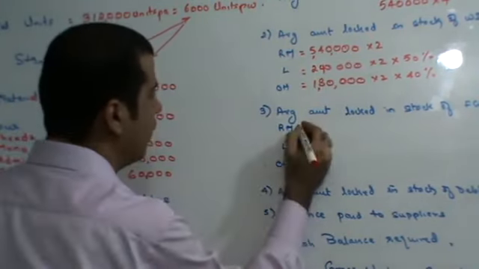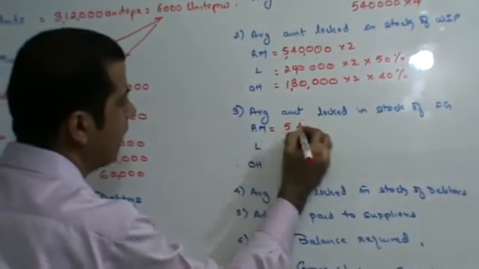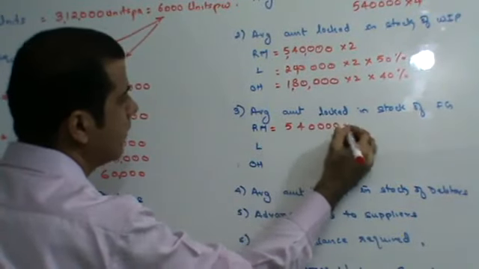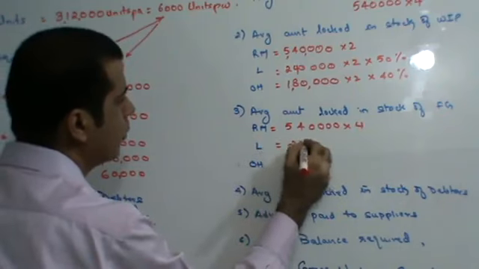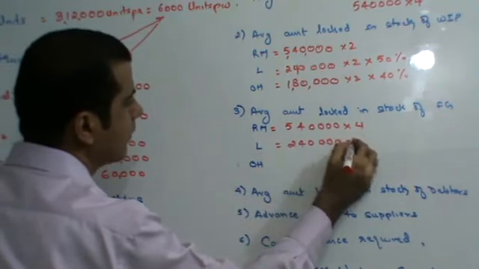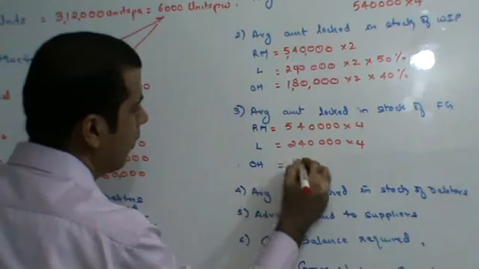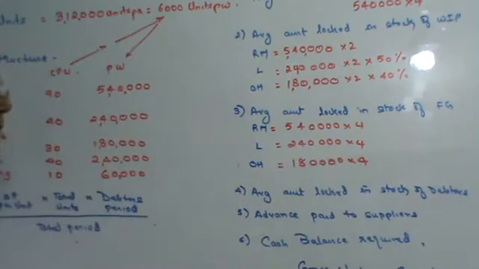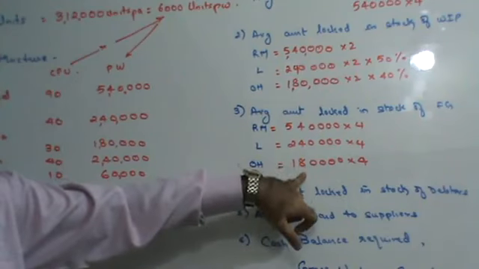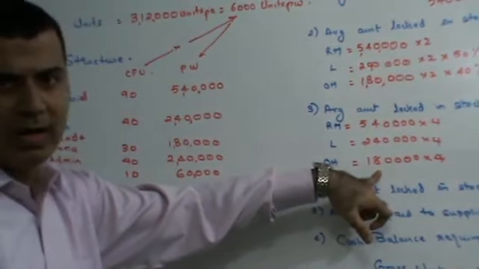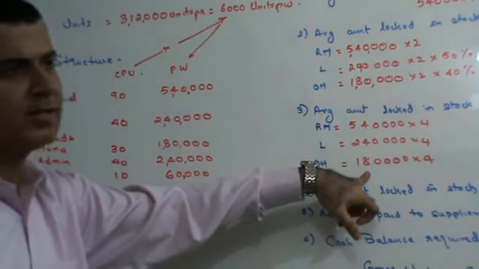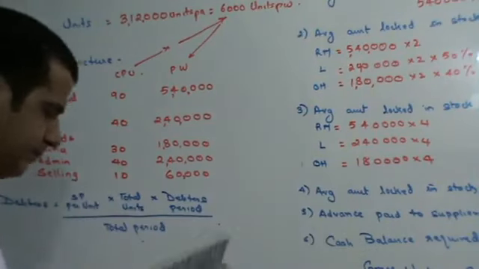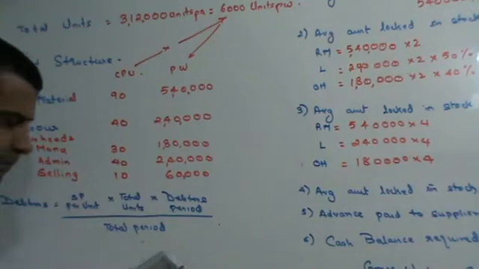Finished goods remain in stock for a period of 4 weeks. So 5,40,000 into 4, 2,40,000 into 4, 1,80,000 into 4. Again people, please remember that you have to take only the manufacturing overheads. The other two overheads are not to be taken. Fine. Let's move on ahead.